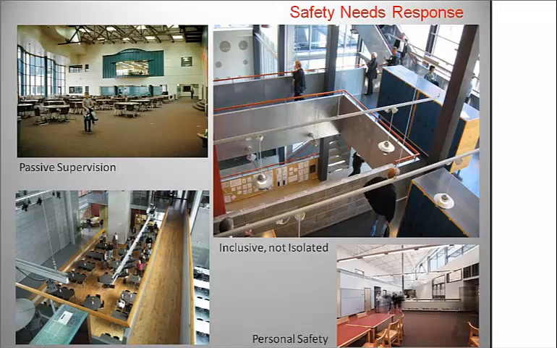The response to safety needs is really visibility, transparency, and the ability to see. This allows passive supervision, it allows choices and pathways, and it really makes the school more inclusive. In the upper left in this photo, this is pretty much a view from an assistant principal's office in a middle school, so they can supervise the commons, the locker bay, and beyond the locker bay, they can actually get a glimpse of the bus zone.